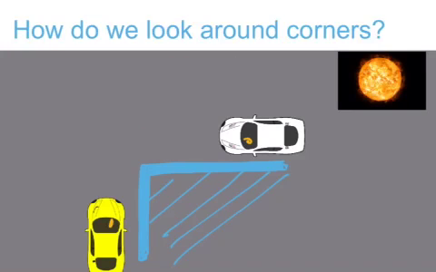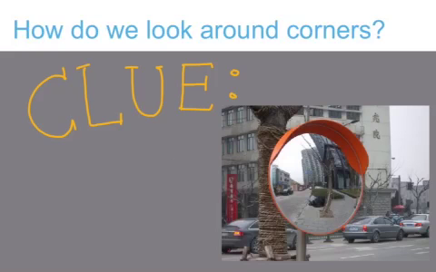And here is another example. Let's say that we have two cars on the road, and this would be a building. And you can see that the light rays from this car are being blocked by the building, so they cannot travel to the other car, which means that the driver in this car here will not be able to see the other car. And so what can we do so that the driver in the yellow car can see the white car, for example? So we can have a clue by looking at the picture here.